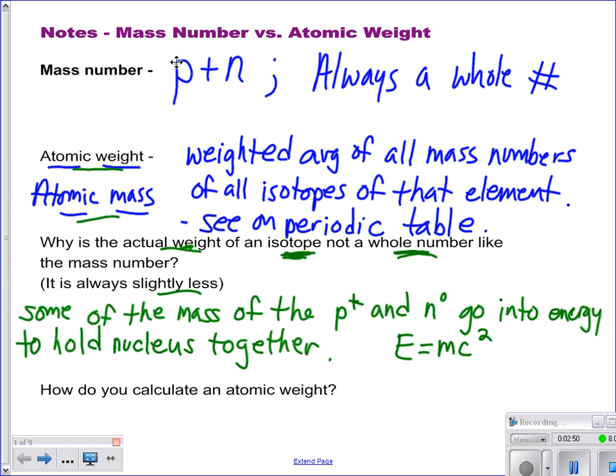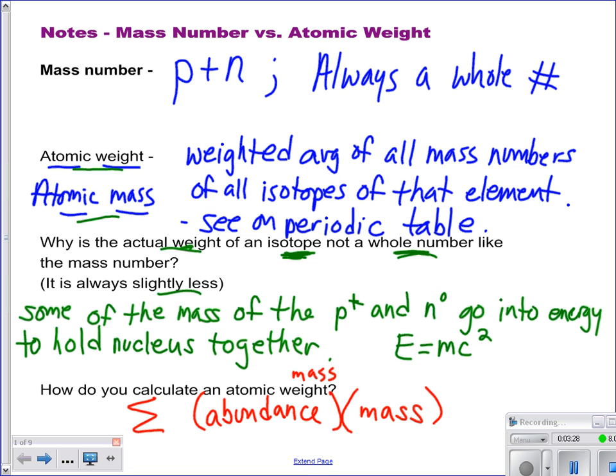So when we go through trying to figure out how we calculate our atomic weight or atomic mass, same thing, it's a weighted average. The formula that you would use is you would just take the abundance of your substance, in fraction form or decimal form, and multiply it times the mass, and then depending upon how many you have, you just add them all together. So it's a summation of all isotopes, just that abundance times the mass.